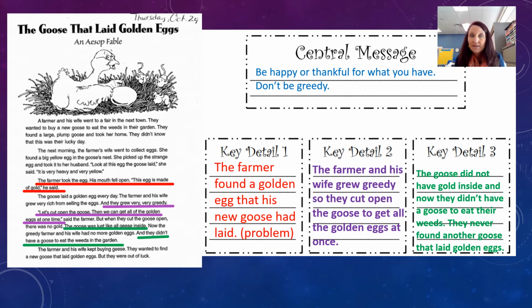That's a lesson that the farmer and his wife should have been thankful for just getting one golden egg a day, and they should not have been greedy. Don't wish that you could have more, because then you might lose a good thing. So these are some examples of the central message that you could have come up with. If you have one that fits with the story that is different from mine, that's fine. Go ahead and write it down in your central message box, or you can write down the one I have.